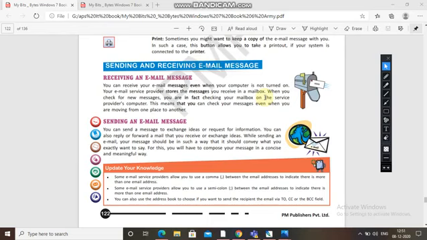So what happens is, when a person sends you a mail, you receive it even if your computer is not turned on. It comes into your mailbox and is stored. When you turn on your system and start checking your new messages, you see in the mailbox that the message has come, 1 or 2 or 3 messages, and it will notify you. This means that you can check your message even when you are moving from one place to another.